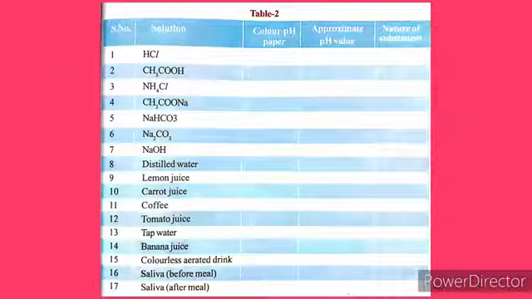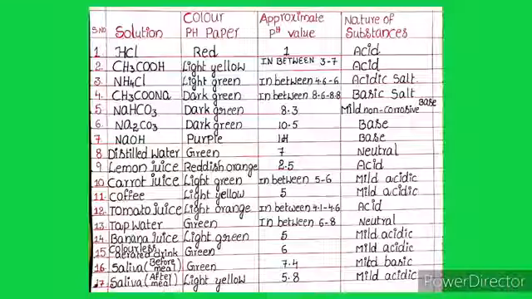Next, on the basis of that color, you should write down the approximate pH value. And next, on the basis of this pH value, write down the nature of the substance. Children, look here. The first solution is hydrochloric acid.